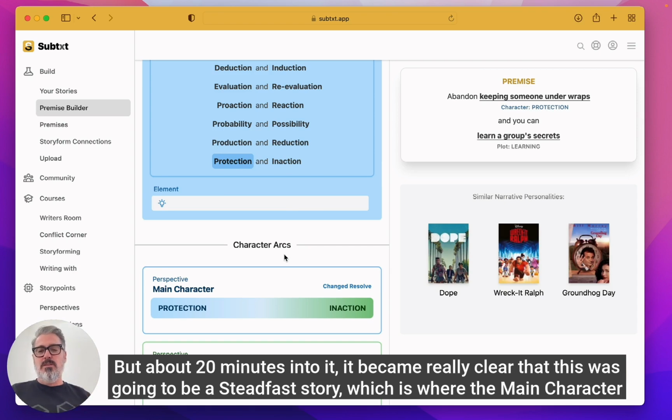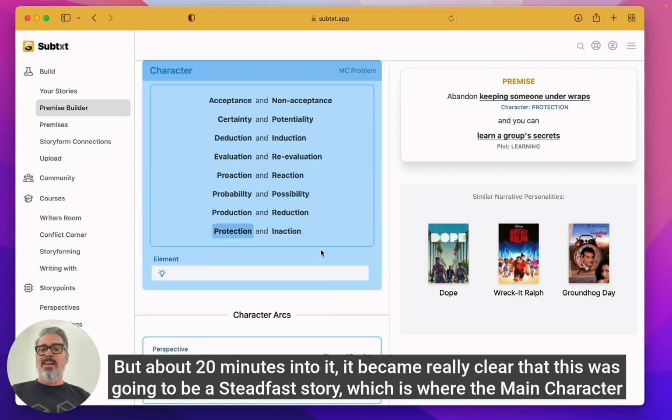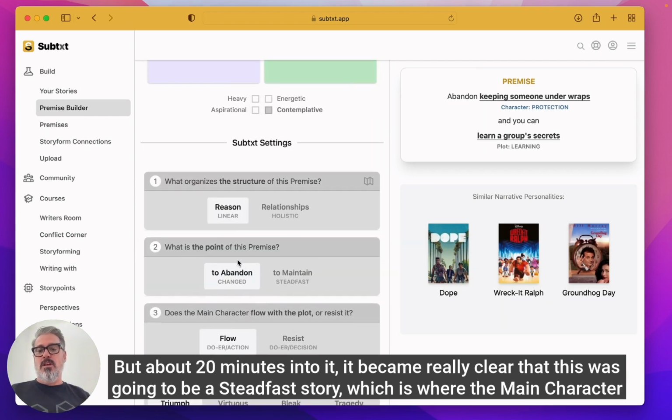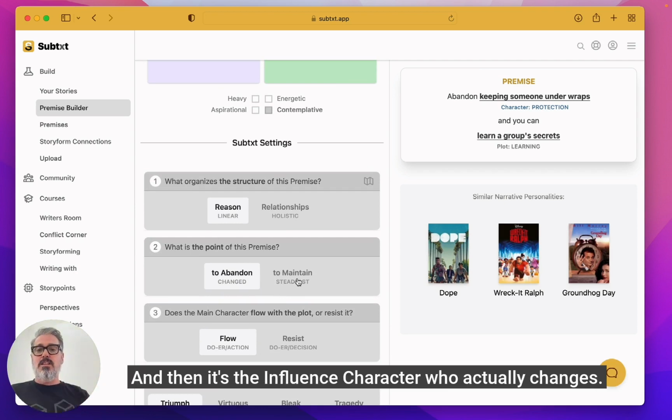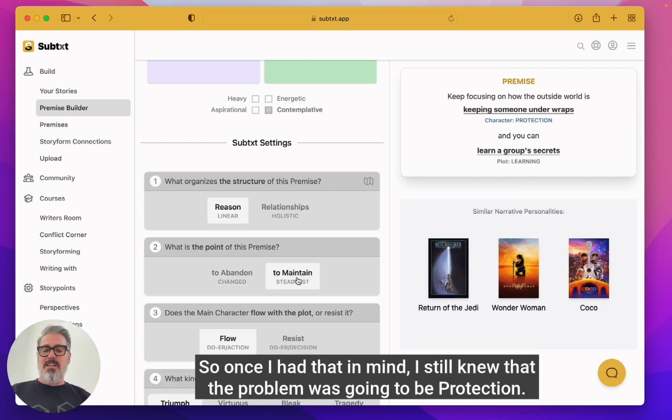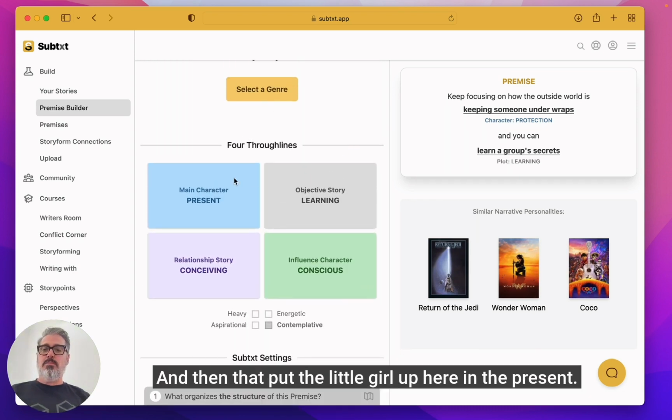But about 20 minutes into it, it became really clear that this was going to be a steadfast story, which is where the main character maintains their resolve, maintains their perspective on things. And then it's the influence character who actually changes. So once I had that in mind, I still knew that the problem was going to be protection. And then that put the little girl up here in the present.